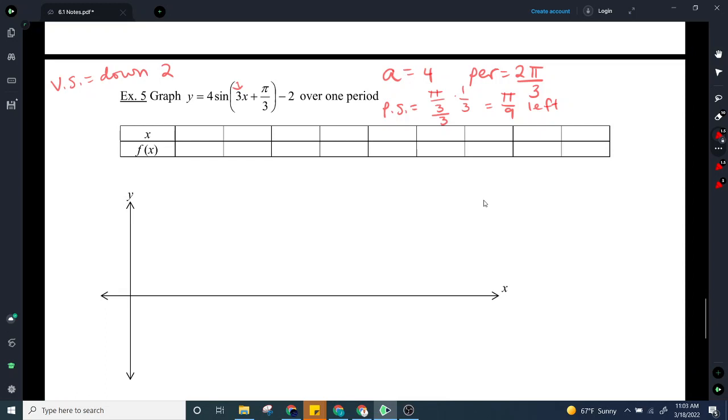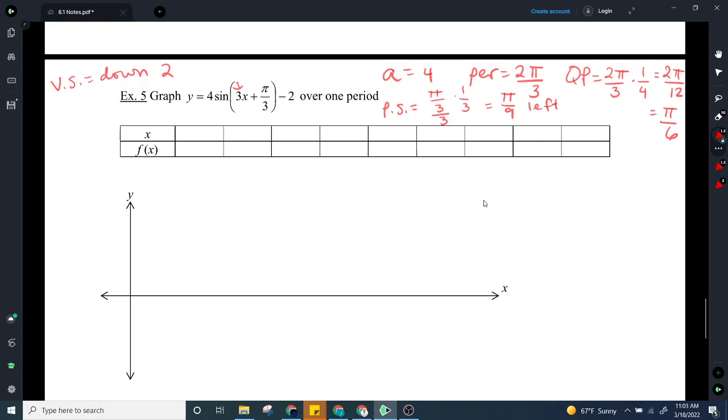And then let's get the quarter period. So the quarter period, this has got some crazy numbers here, but that's all right. Let's handle it. Quarter period, we're going to take the period and multiply it by 1/4. So that gives me 2 pi over 12. I'm going to go ahead and reduce that and make it pi over 6. All right. So let's talk about where this is going to start.